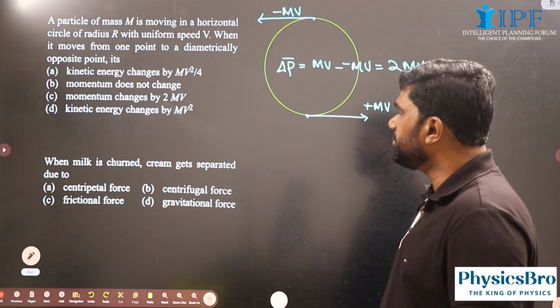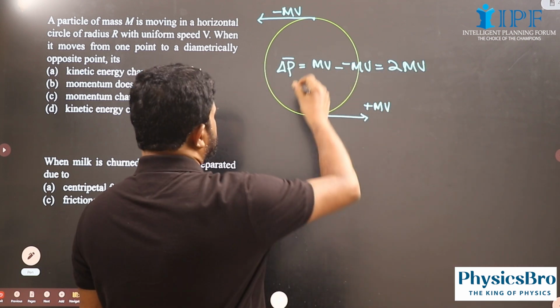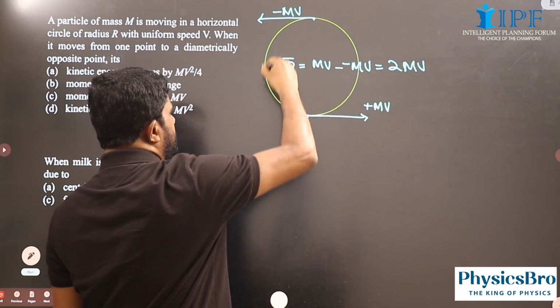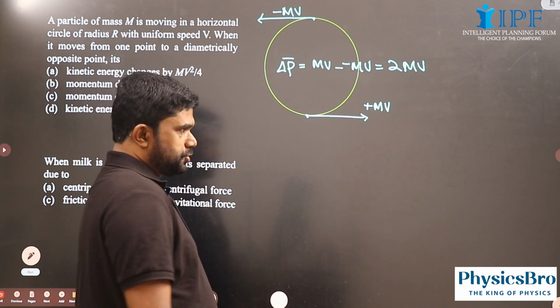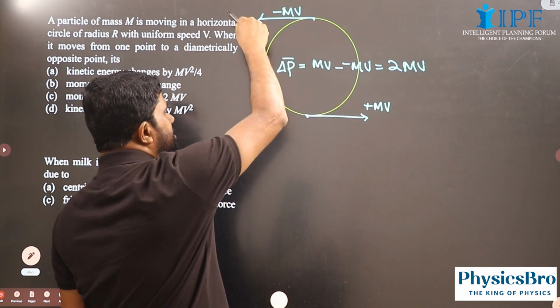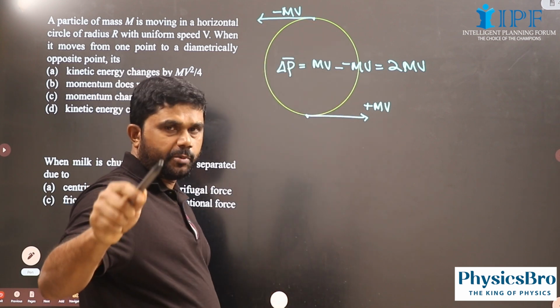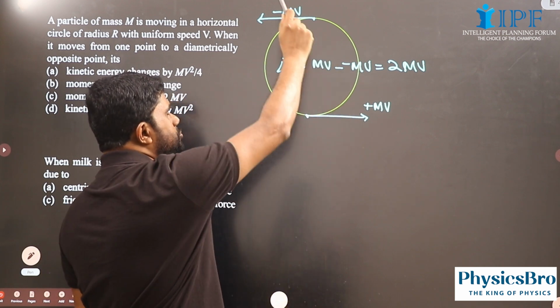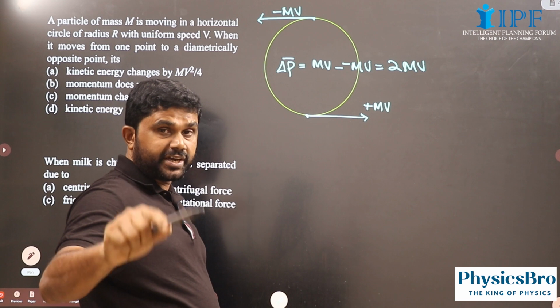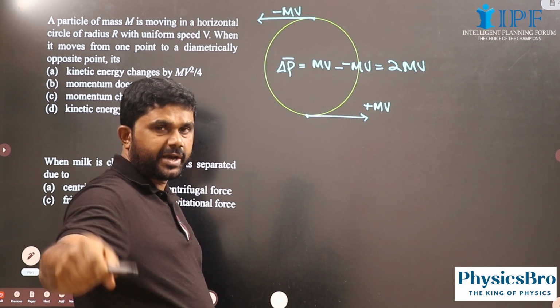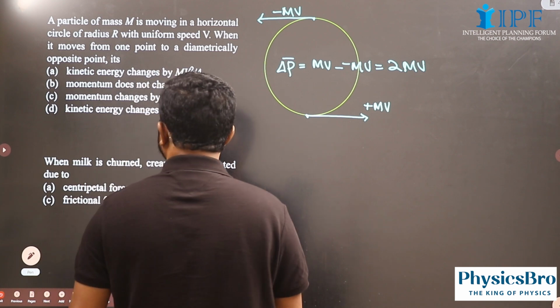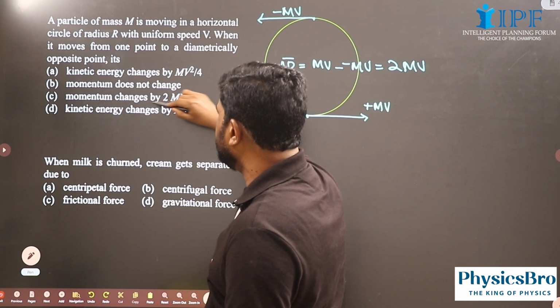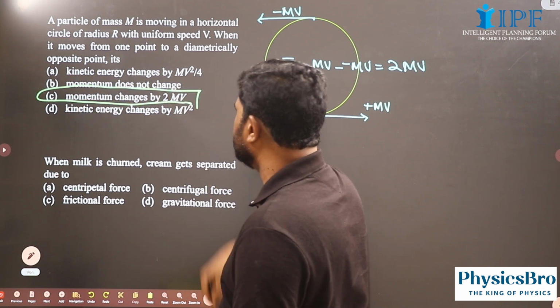Momentum changes by 2 mv, that is true. See, suppose the body moves from this point to diametrically opposite point here. So this is the final momentum and this is the initial momentum. These two linear momenta are in opposite direction. So if you choose this as positive, this should be negative. Change will be final minus initial. So mv minus (minus mv), it will be 2 mv. Okay, so the momentum changes by 2 mv, that is true.